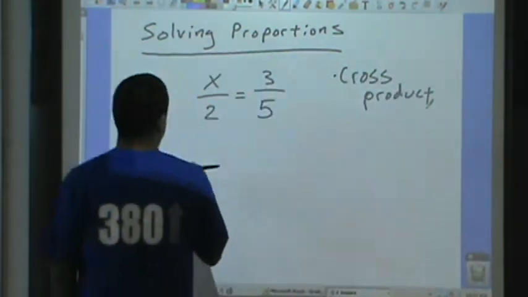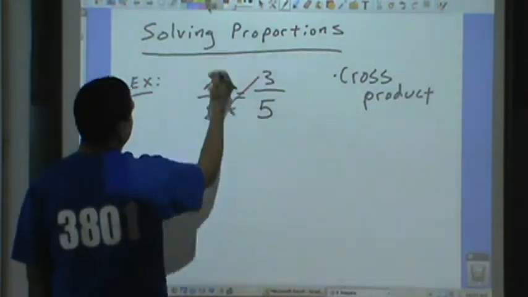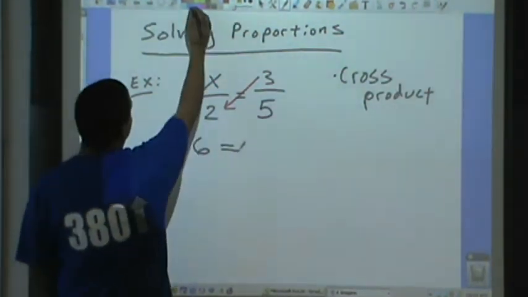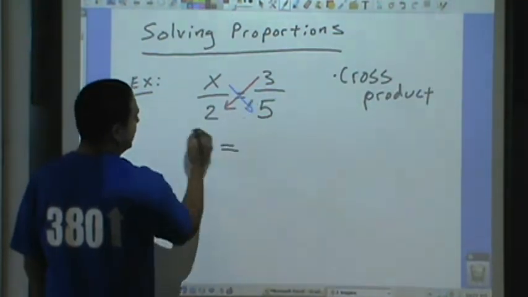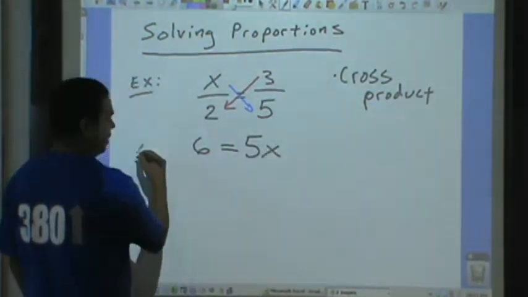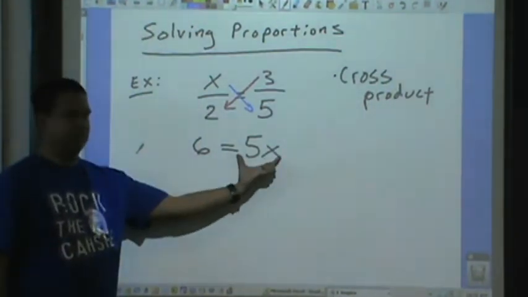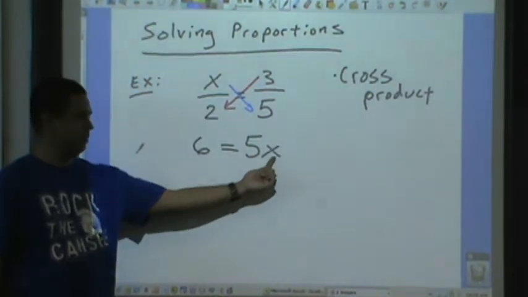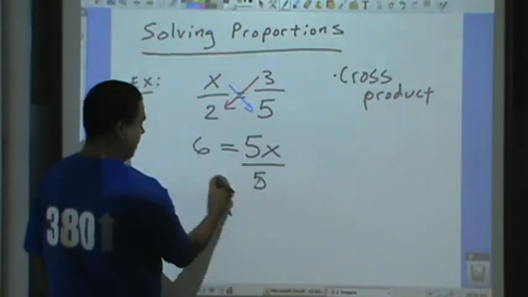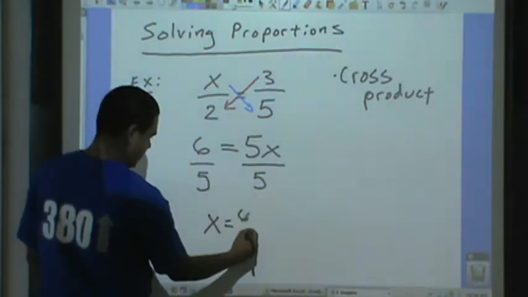Okay. So we're going to just multiply 3 times 2 this way. So what's 3 times 2? 6. Good. Equal sign. And then we cross multiply the other way. 5x. And now this becomes a one-step equation. Y'all know what to do. We divide by the coefficient of the variable. So we divide both sides by 5. So then our answer is x equals 6 over 5.